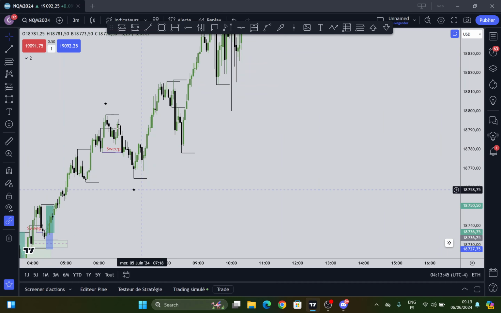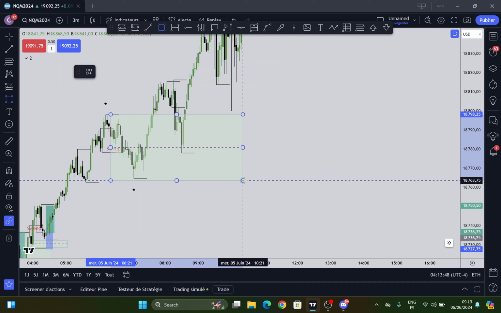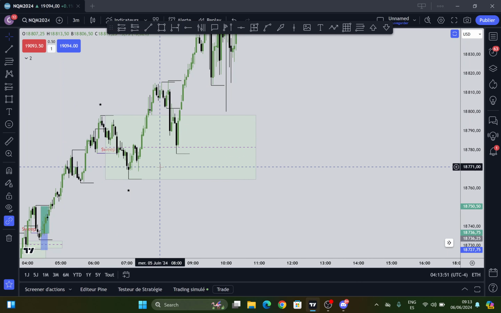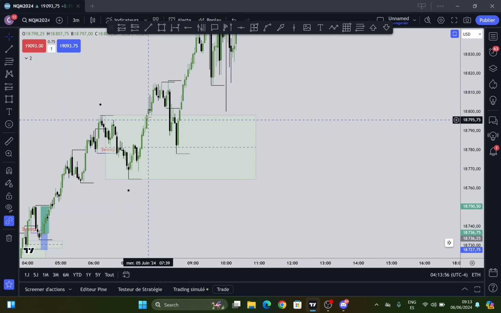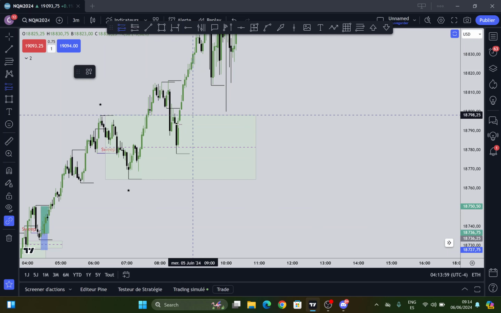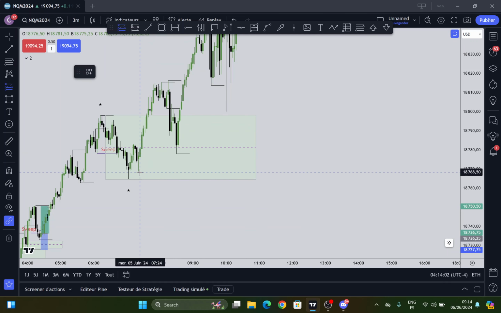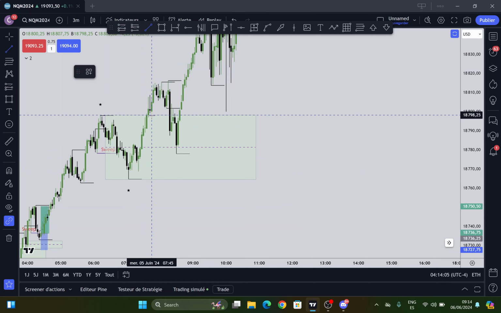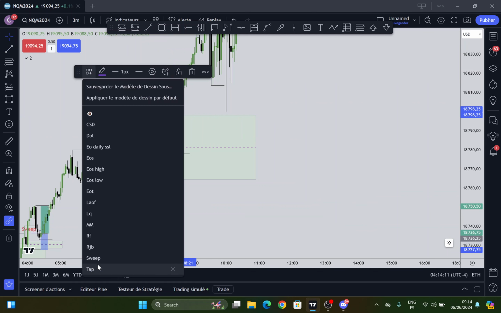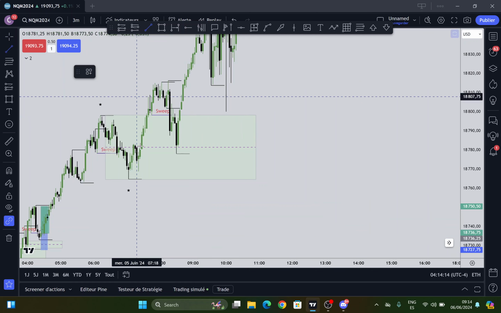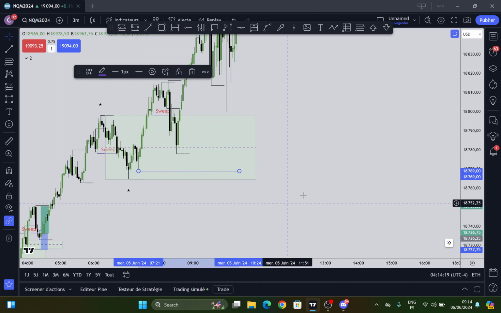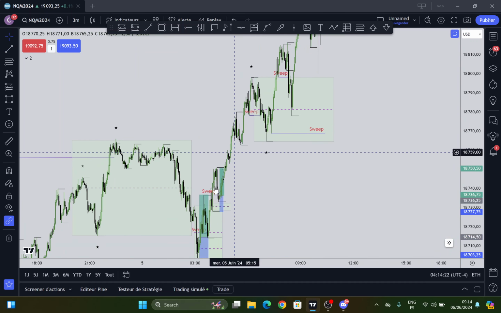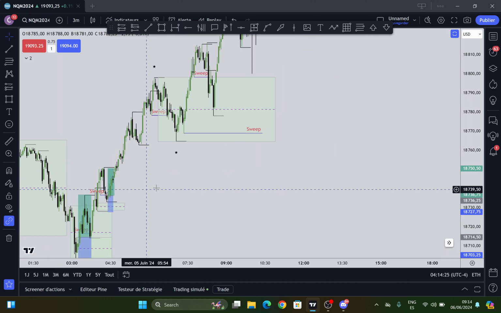So here we created another zone. We left it with speed and displacement. So what do you do? The only liquidity I was seeing was this sweep and this sweep. But I knew it was a trend day following this.